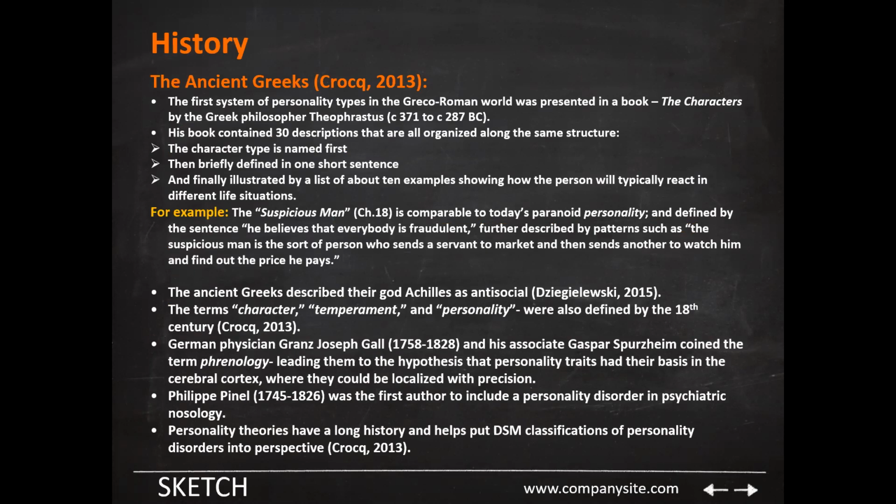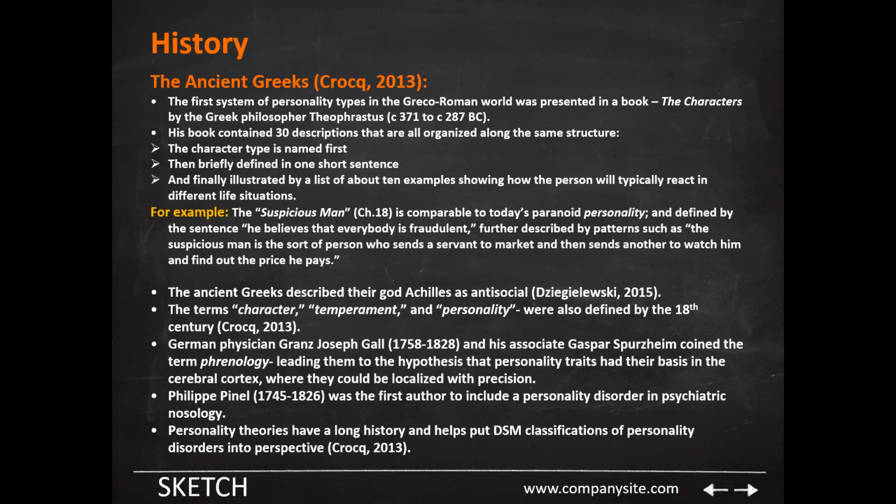So the first system of personality types in the Greek-Roman world was presented in a book called The Characters by a Greek philosopher whose name I cannot pronounce. His book contained 30 descriptions that are all organized along the same structure. The character type is named first, then briefly defined in one short sentence, and finally illustrated by a list of about 10 examples showing how the person will typically react in different life situations.